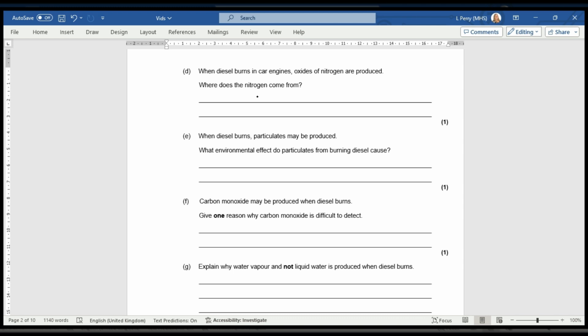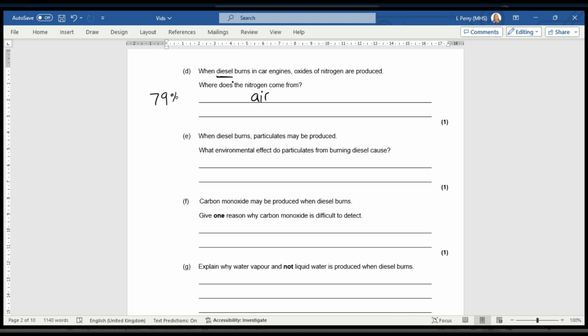Well, it's got to be something that is also in the car engine. The only other thing that's also in a car engine, other than the diesel that's been put in, is air. There's air in everything. It's getting it from the air. Now, I did already know that because I know most of the air is nitrogen. That is a fact you need to learn. The air is something like 78 or 79% nitrogen.